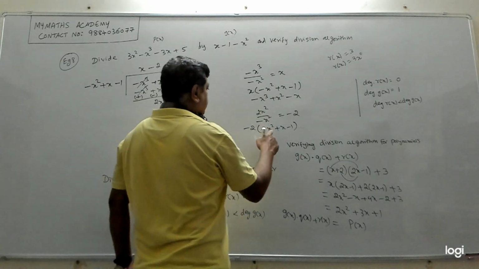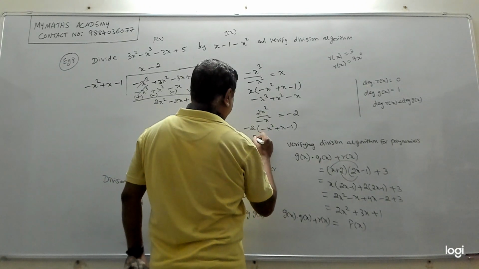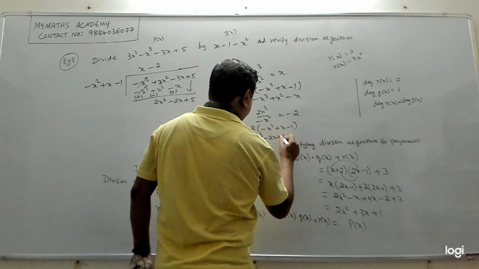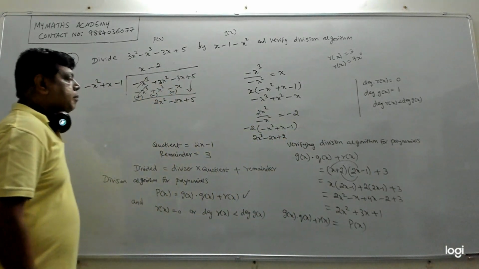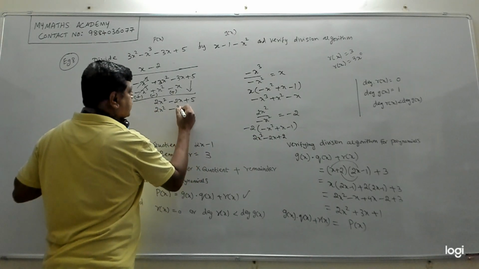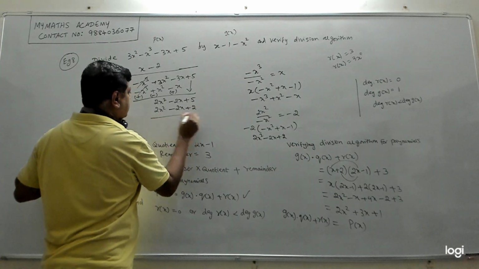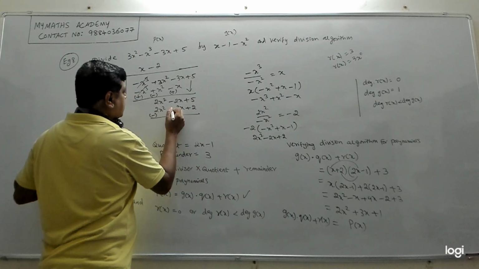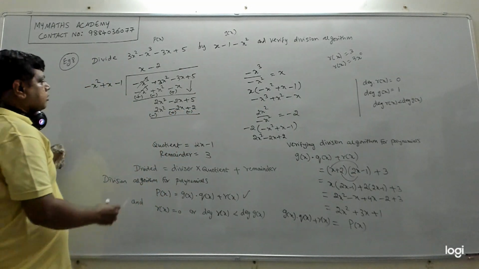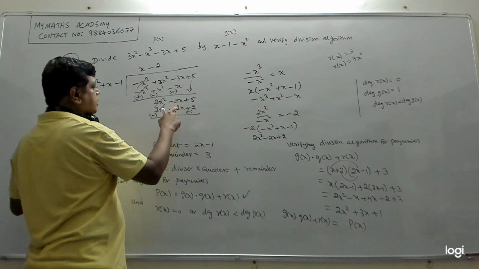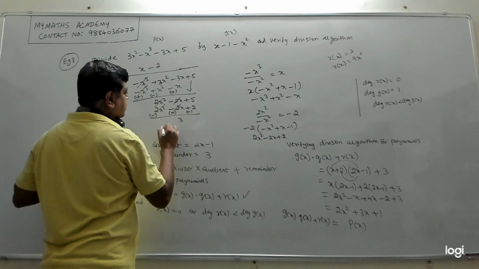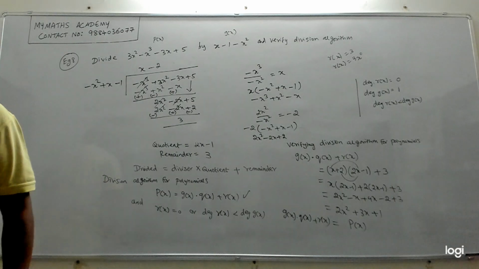Clear? So minus 2 into minus x square is 2x square, minus 2 into plus x is minus 2x, minus 2 into minus 1 is plus 2. So we will substitute that here. So we get 2x square minus 2x plus 2. Then change the sign. Minus will become plus, minus will become plus, plus will become minus. Right? Now this 2x square, 2x square gone, cancel, this is plus 2x, this is minus 5, this is plus 2x. That is also gone. Now plus 5 minus 2 is 3. So here also we got the remainder as 3.